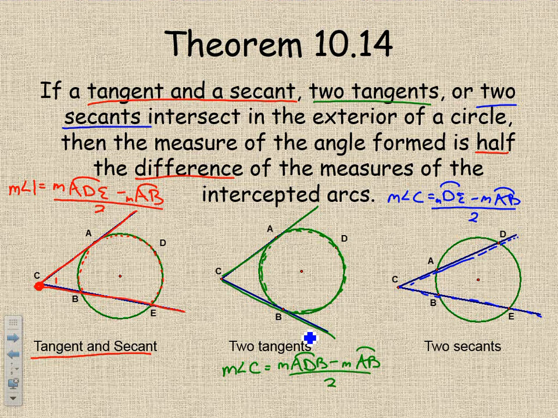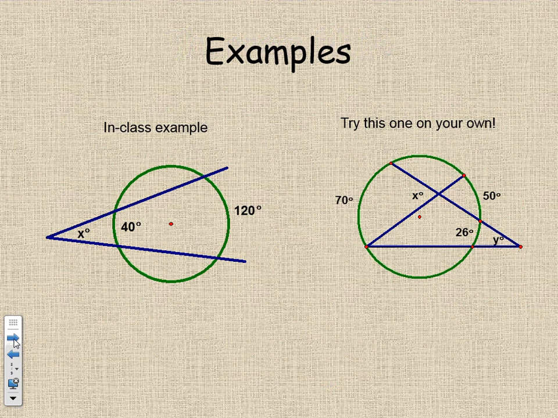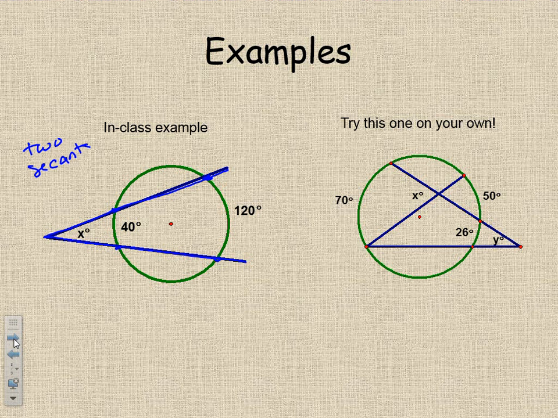Okay, so hopefully you don't have too many questions on that. So again, here's some examples. I'll do the one on the left, you'll do the one on the right, and we'll talk about it tomorrow in class. So I'm looking at this angle X on the outside of the circle, and I notice that these lines are hitting 2 spots on the circle, so I have 2 secants, which means I'm going to find angle X by taking the larger arc minus the smaller arc and dividing by 2.